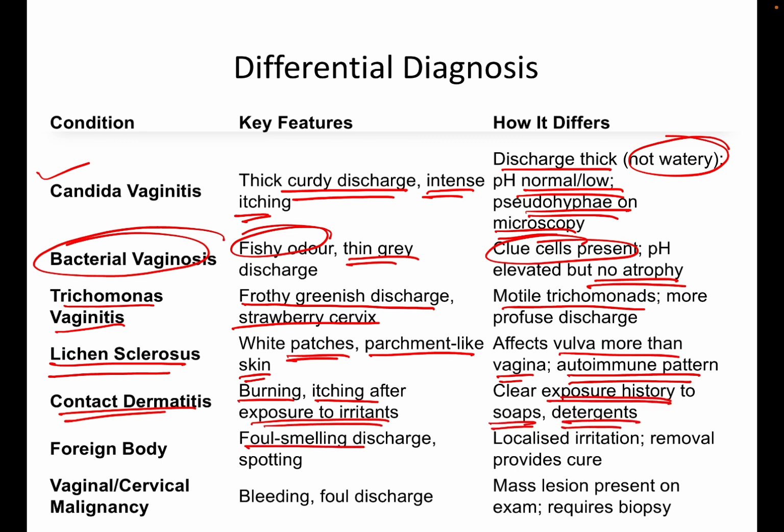In case of foreign body, foul smelling discharge and spotting will be present. Localized irritation, and removal provides cure. Vaginal or cervical malignancy may result in bleeding with a foul smelling discharge, and there will be a mass lesion present, and it requires biopsy to confirm the diagnosis.